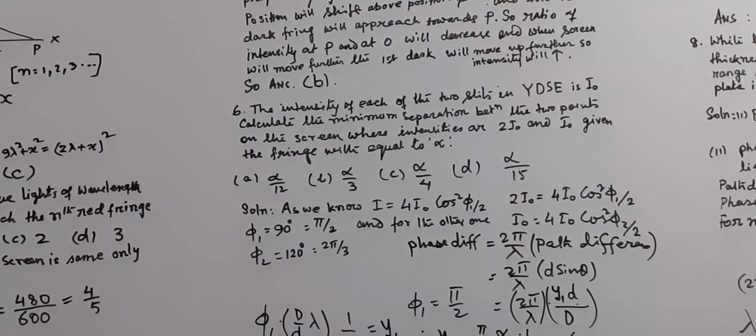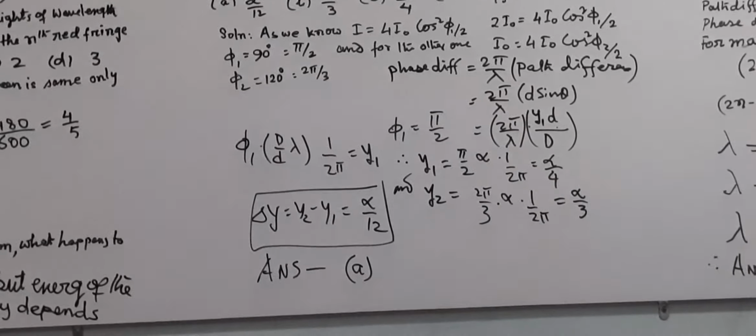Now phase difference is 2 pi by lambda into path difference. Here path difference will be d sin theta, then 2 pi by lambda into d sin theta is the phase difference. Now phi 1 is pi by 2, so y1 comes to alpha by 4, and similarly y2 will be alpha by 3, then the difference will be delta y equal to alpha by 12. Now the answer will be choice A.